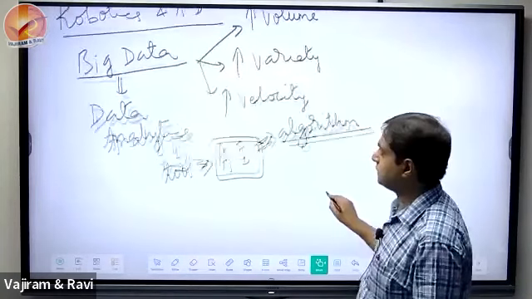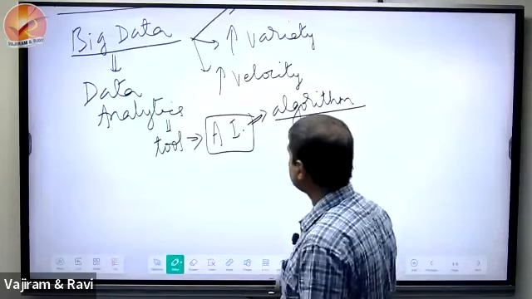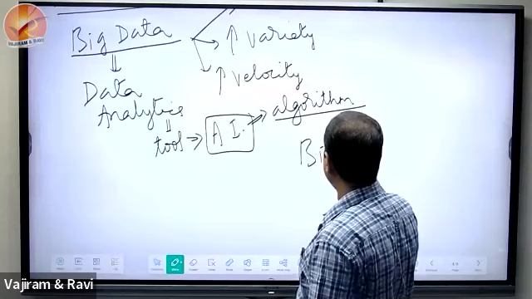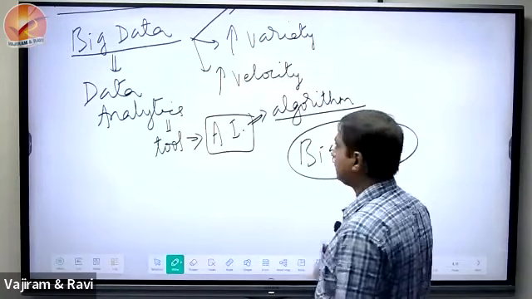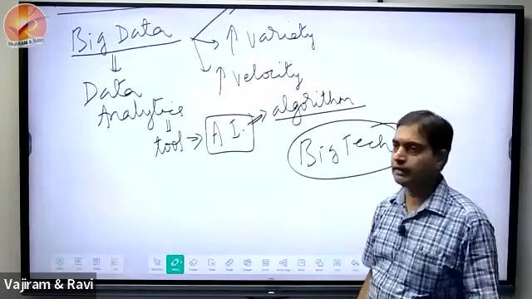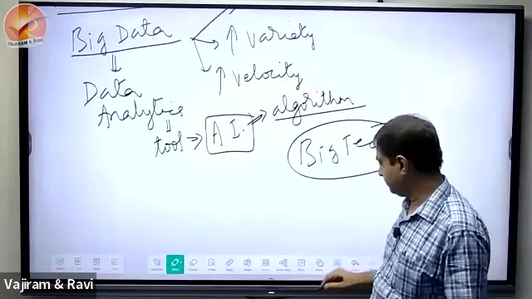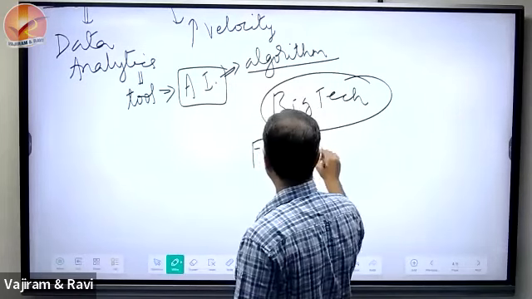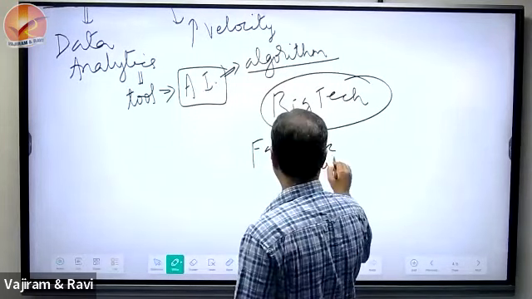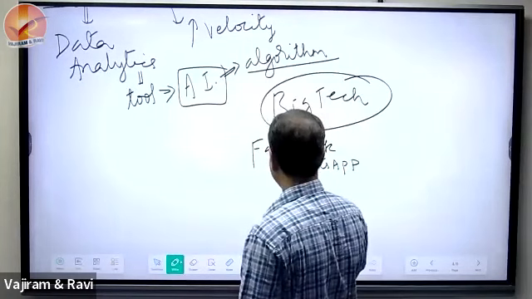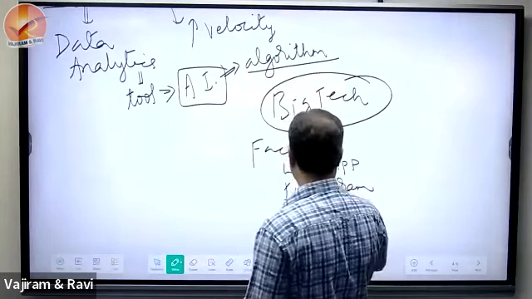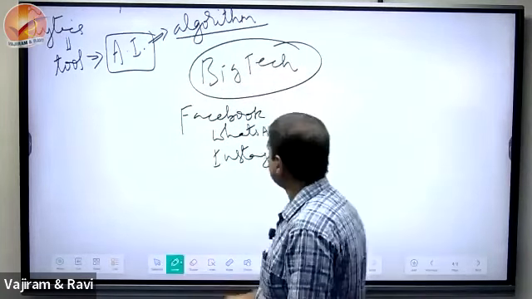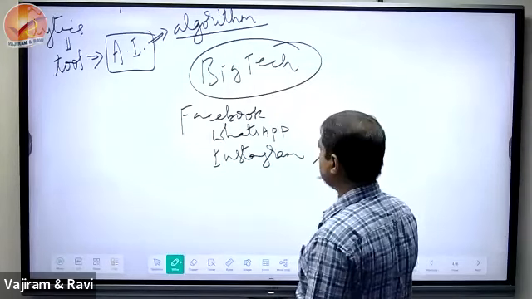And who is using this on a large scale? So globally, it is the big tech companies which are relying on big data and data analytics, including AI. So including your Facebook, WhatsApp, Instagram, all these three are the same, isn't it? Then another one is your Google.